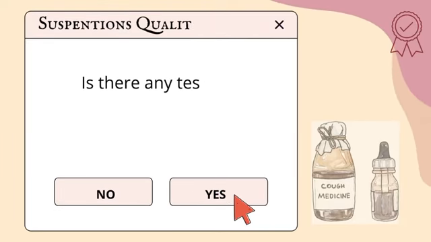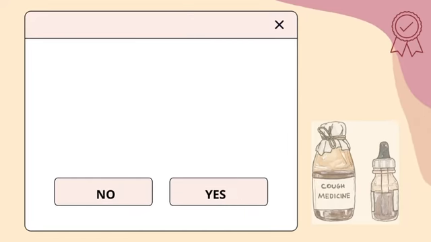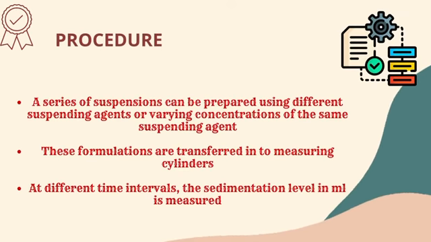In addition to all the previous quality control tests that we discussed, there are some special tests for each dosage form, and we will start with the suspension quality control tests. The sedimentation volume. Sedimentation is the process of allowing particles in suspension in water to settle out of the suspension under the effect of gravity, and it's expressed by the ratio of the ultimate volume of the sediment to the original volume before the sedimentation. It can be measured by preparing a series of different suspensions of different suspending agents, or different concentrations of the same suspending agent, at different time intervals.